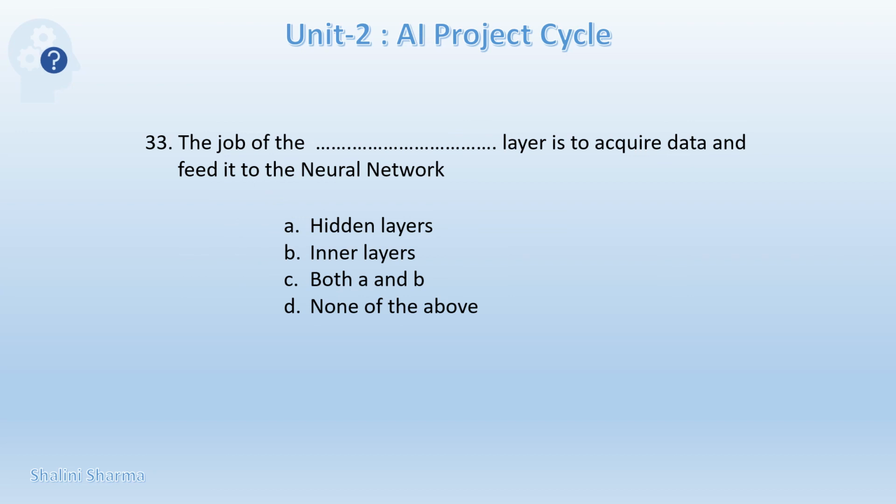33. The job of the dash layer is to acquire data and feed it to the neural network. The options are A. Hidden layers, B. Inner layers, C. Both A and B, D. None of the above. Question 33. The job of the dash layer is to acquire data and feed it to the neural network, and the answer for this is inner layers.